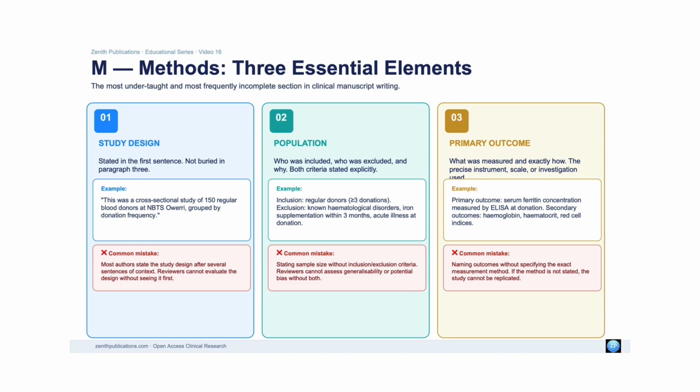Third, the primary outcome measure. Not just what was measured, but exactly how. Primary outcome. Serum ferritin concentration measured by ELISA at donation. That level of specificity is what makes a study replicable.